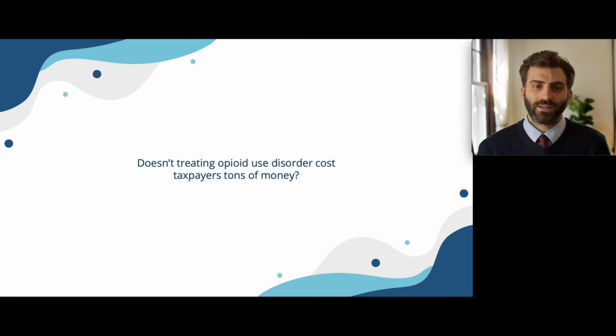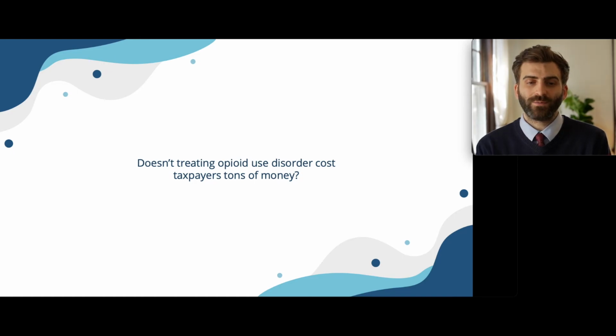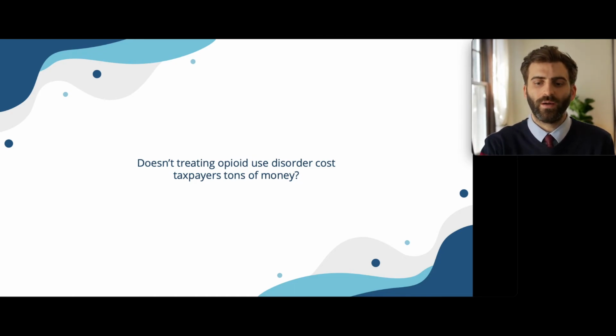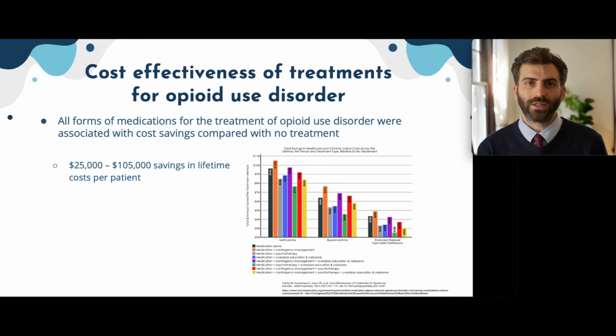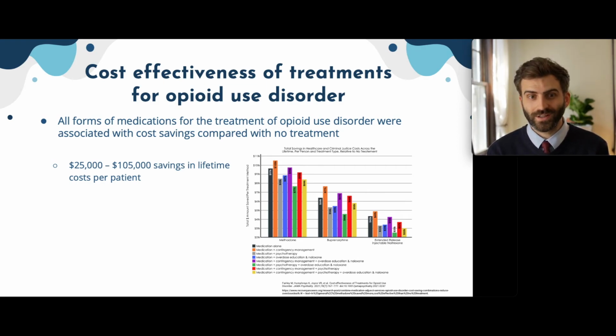Next argument is, doesn't treating opioid use disorder cost taxpayers tons of money? So this was one of the arguments when methadone clinics were opening up or treatment centers were opening up. And the evidence seems to show the opposite. So a 2021 JAMA article, and JAMA is a pretty well-respected medical journal, said that all forms of medications for the treatment of opioid use disorder were associated with cost savings compared to no treatment. And this was $25,000 to $105,000 in savings per patient. So imagine you have a methadone clinic with 100 patients. That's a lot of savings to the healthcare system.